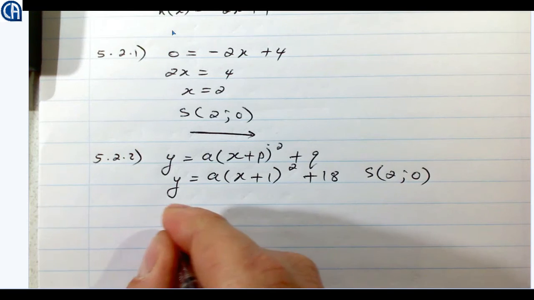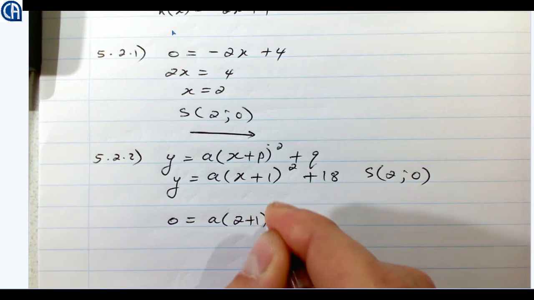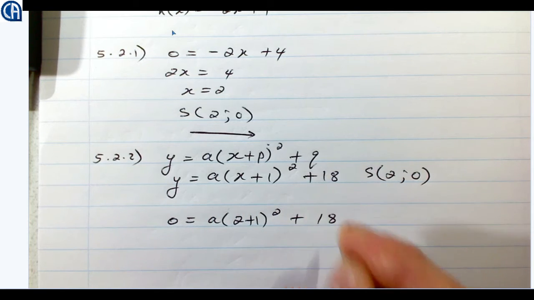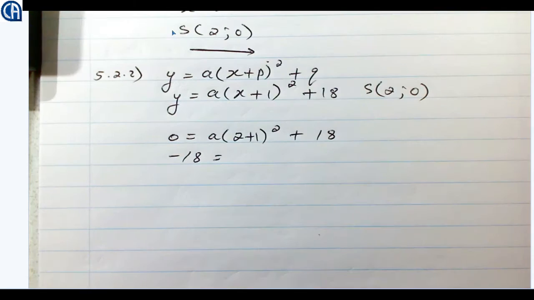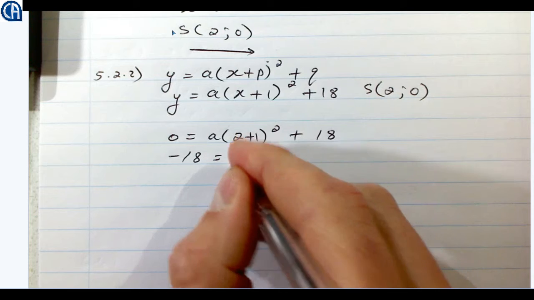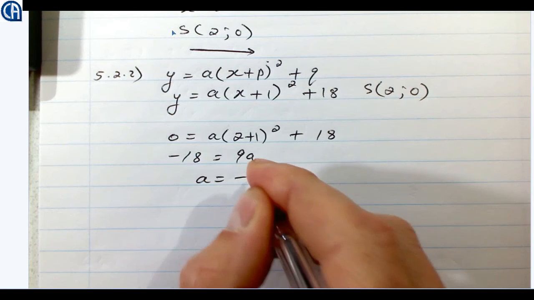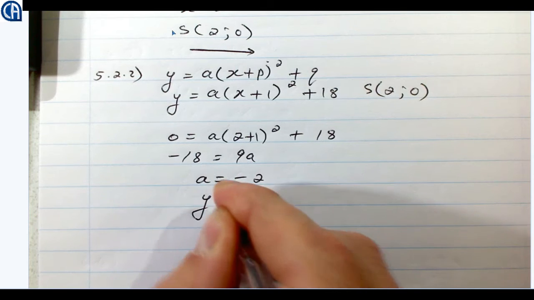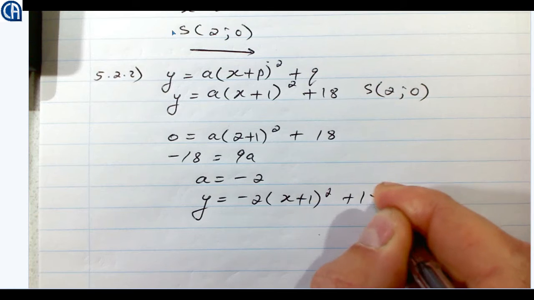So the y value is 0, x is 2. Take the 18 over, it's minus 18. 2 plus 1 is 3, 3 squared is 9. 18 minus 18 divided by 9, so therefore a equals minus 2. So y equals minus 2 bracket x plus 1 squared plus 18.